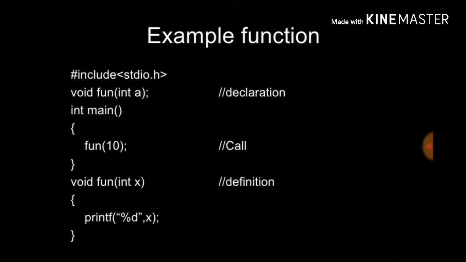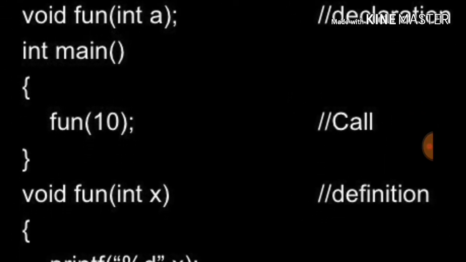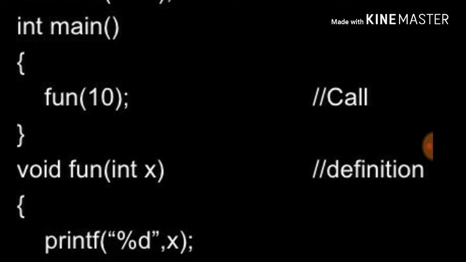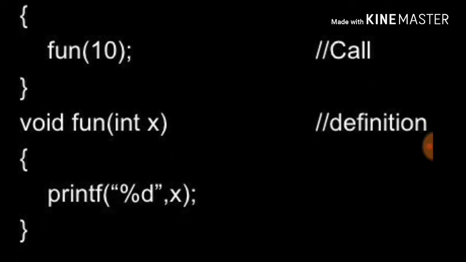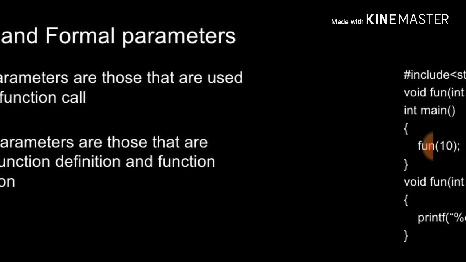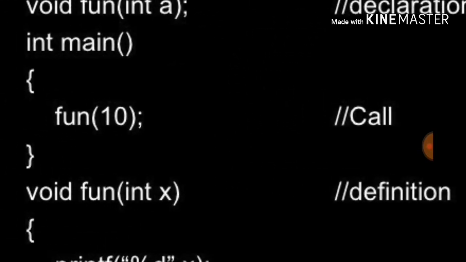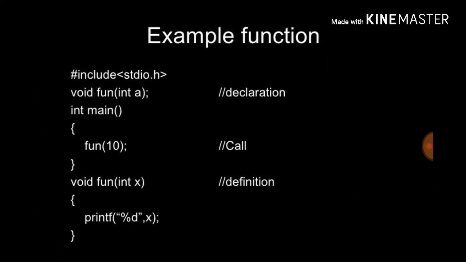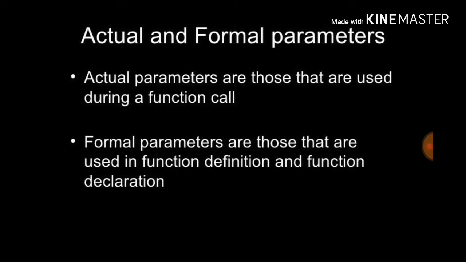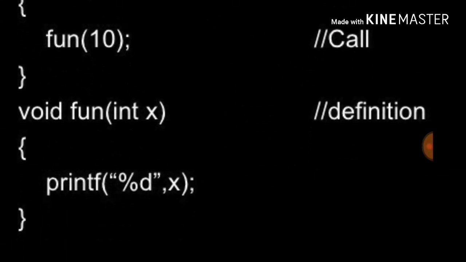Here is an example of a function. First we have declared it at the starting, and then we have called it in the main body, and then we have defined it at the bottom. Now what are actual and formal parameters? The actual parameters are those that are used during a function call, that is 10 here, and the formal parameters are those which are used during definition and declaration, that is integer x here.